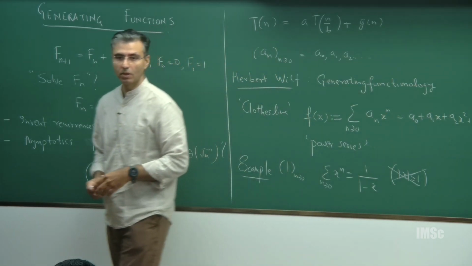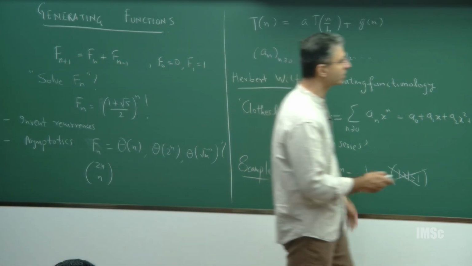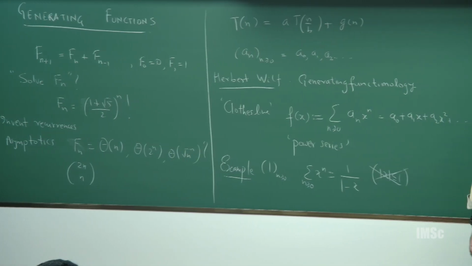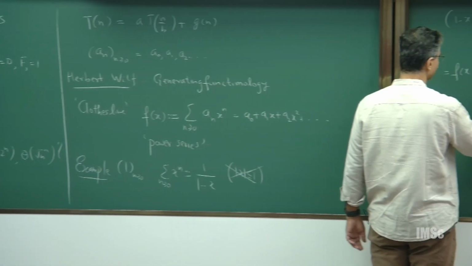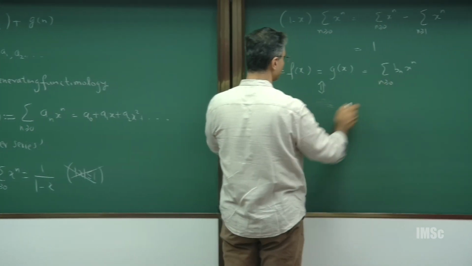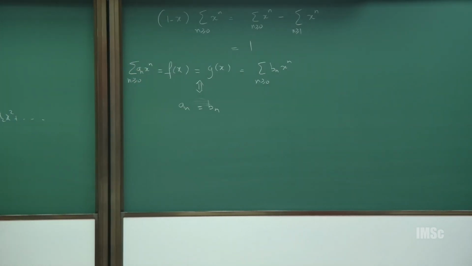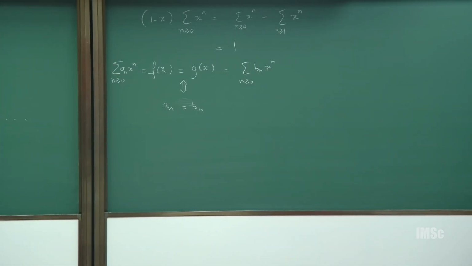Or when we say that two generating functions f of x, two functions are equal, let us say this is summation of a_n, this is summation of b_n. This is if and only if these two have equal coefficients. If you take all the coefficients, they are the same. So, basically they are the same generating function.